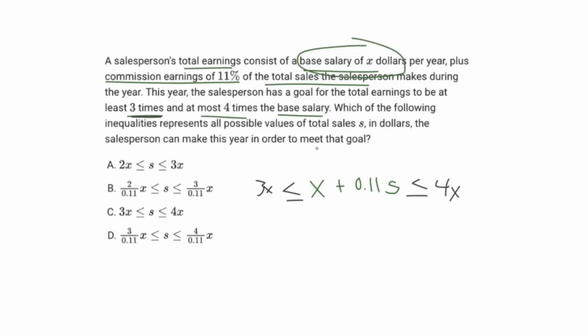All right, so now that we're looking at our answer choices, none of them actually line up, right? C is similar, with 3x and 4x, but it just has s in the middle, whereas we have x plus 0.11s. Therefore, in order to get an answer that matches one of the answer choices, we need to simplify this inequality. So here, very simple, we can just subtract x on all sides, and we end up getting 2x less than or equal to 0.11s is less than or equal to 3x.